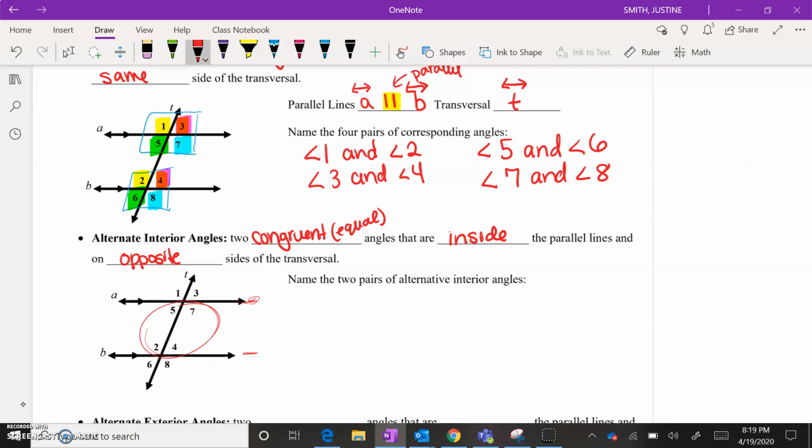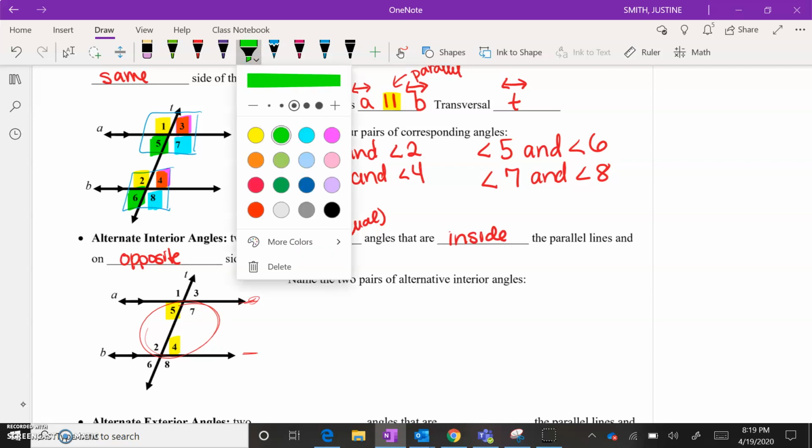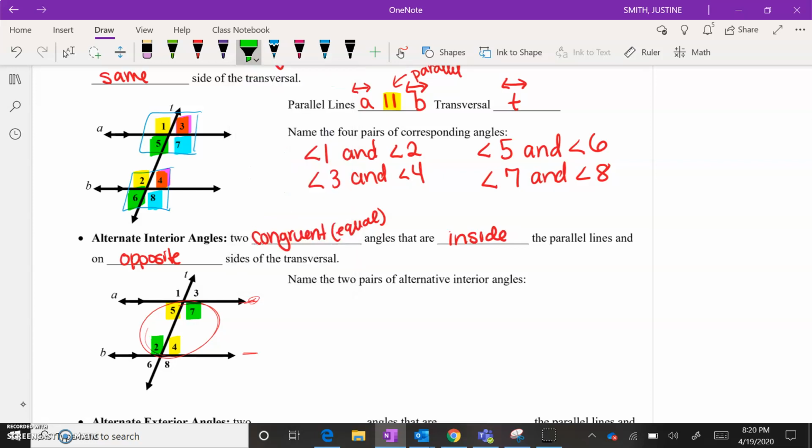So if I look at this, again, they need to be inside the parallel lines and on opposite sides of the transversal. So angle 5 and angle 4 would be a pair of alternate interior angles. And then also angle 7 and angle 2 would be a pair of alternate interior angles. Okay, so angle 5 and angle 4, and then also angle 7 and angle 2. All right.